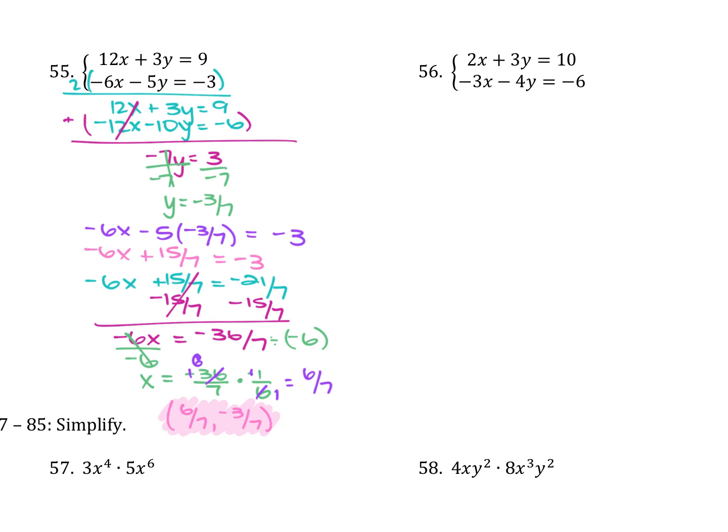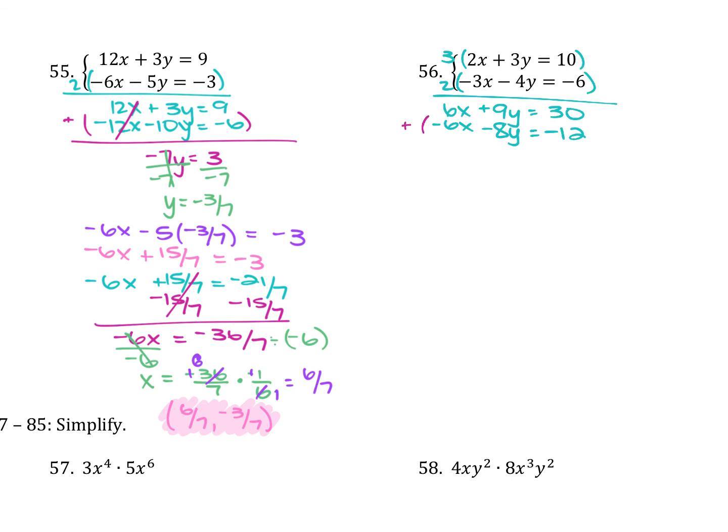For 56, you have 2x plus 3y is equal to 10, and negative 3x minus 4y is equal to negative 6. For both of these, we're going to turn either your x's into opposites or your y's into opposites. I'd rather work with my x's because my common multiple between the 2 and the negative 3 is 6, and that's smaller than the common multiple between 3 and 4, which is 12. So we're going to multiply the top equation by 3, bottom equation by 2. This gives us 6x plus 9y is equal to 30, as well as negative 6x minus 8y is equal to negative 12.